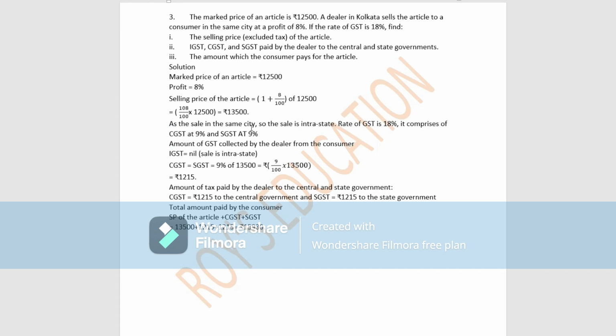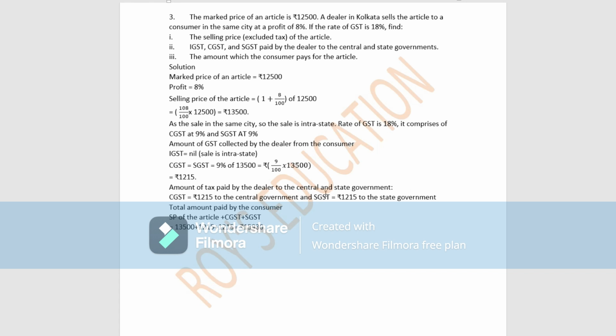Next, as it is a sale in the same city, the sale is intrastate, so the rate of GST is 18%. So this 18% will comprise both the CGST and SGST. That means if we divide it, we get 9% and 9%. Now the amount of GST collected by the dealer from the consumer: IGST is nil here. CGST will be equal to SGST, which is equal to 9% of 13,500. That is 9 by 100 into 13,500, which is equal to 1,215.